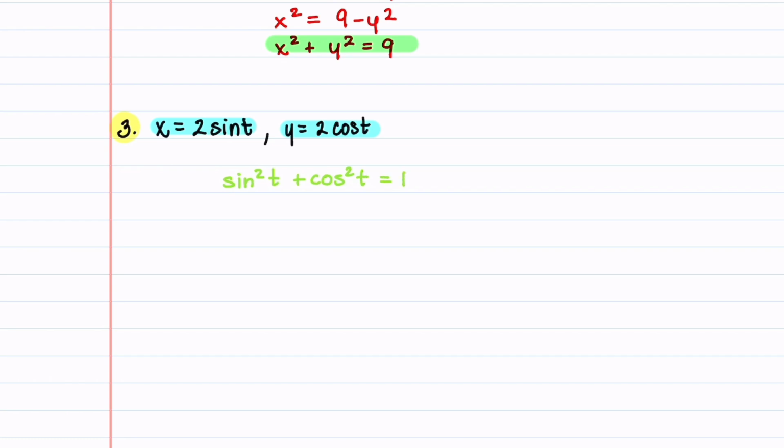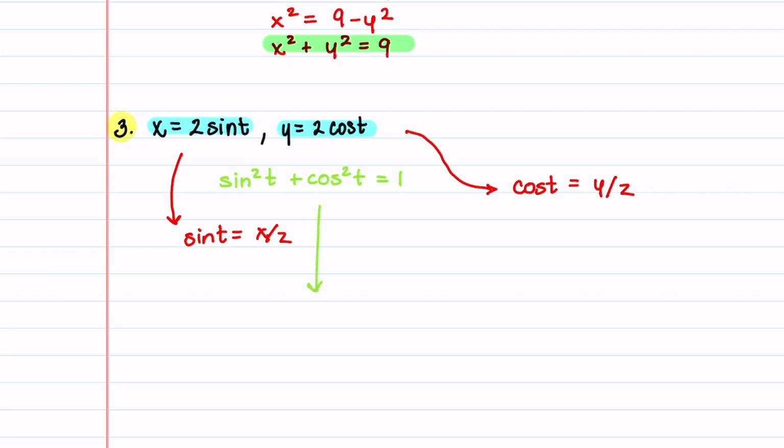We need to plug x and y into this equation, so we first need to solve for sine t and cosine t. In the equation for x, we see that sine t is equal to x over 2, and in the equation for y, we see that cosine t is equal to y over 2.